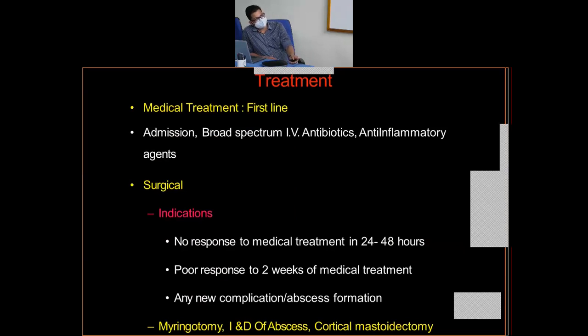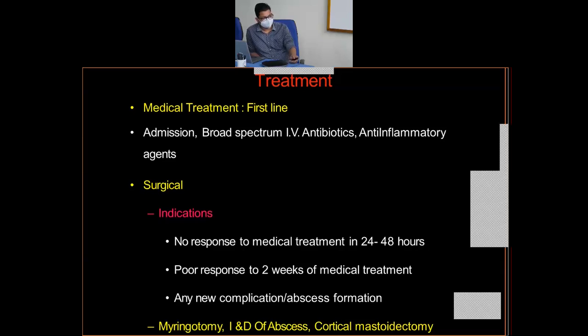Then treatment. Whenever a patient comes with mastoid abscess, you admit the patient and start a broad spectrum antibiotic and anti-inflammatory. All symptomatic management you have to give: painkiller, antipyretic for fever, and fluids. Start one broad spectrum antibiotic till the culture and sensitivity report comes. Then surgical treatment: when there is no response to medical treatment within 2 days, or there is response but the abscess is still not resolving after you have given treatment for 2 weeks, then you have to do surgery.